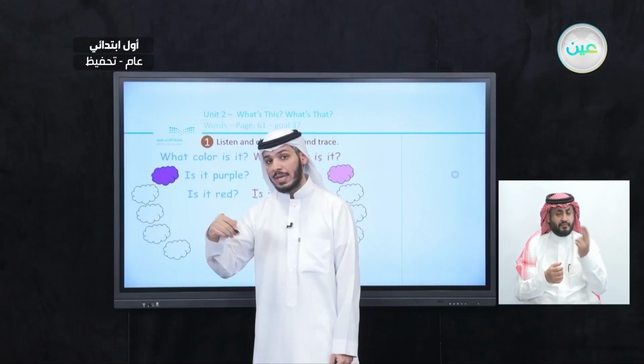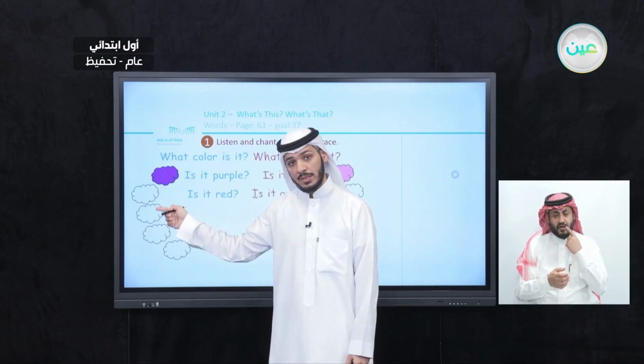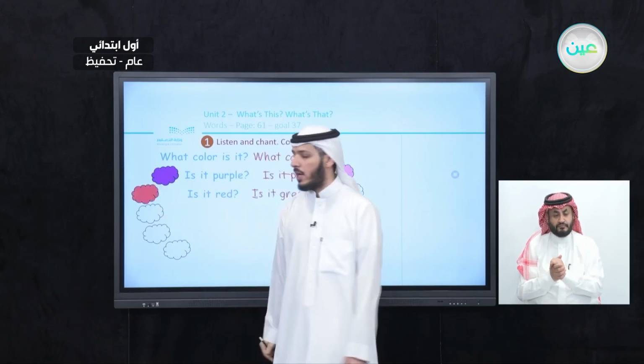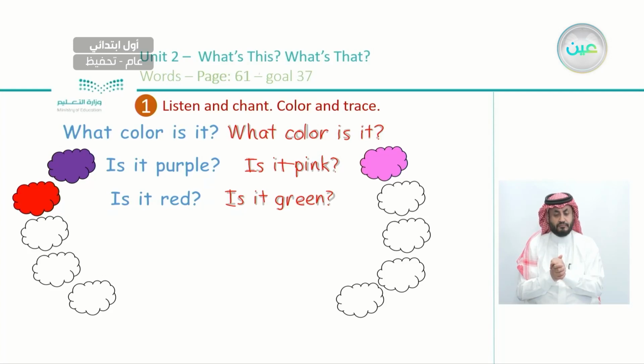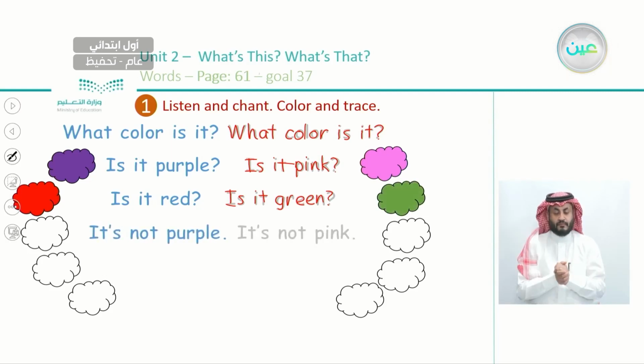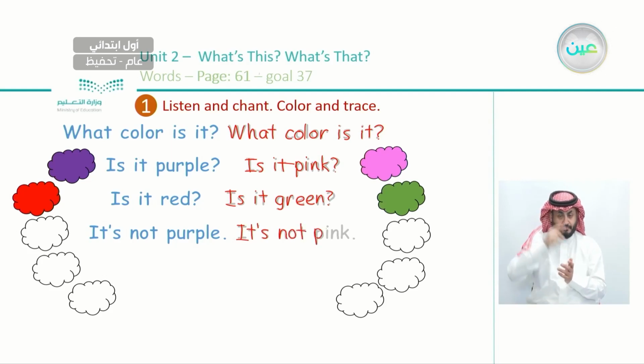Now you can color this shape with red. Okay, and this is the red. Okay, so is it green? Okay, what does it mean green? Yes, this is a green. Excellent. So is it green? Perfect. Okay, so it's not purple, it's not pink. So let's trace. So we have capital I, T apostrophe S, not pink, not pink, and full stop.